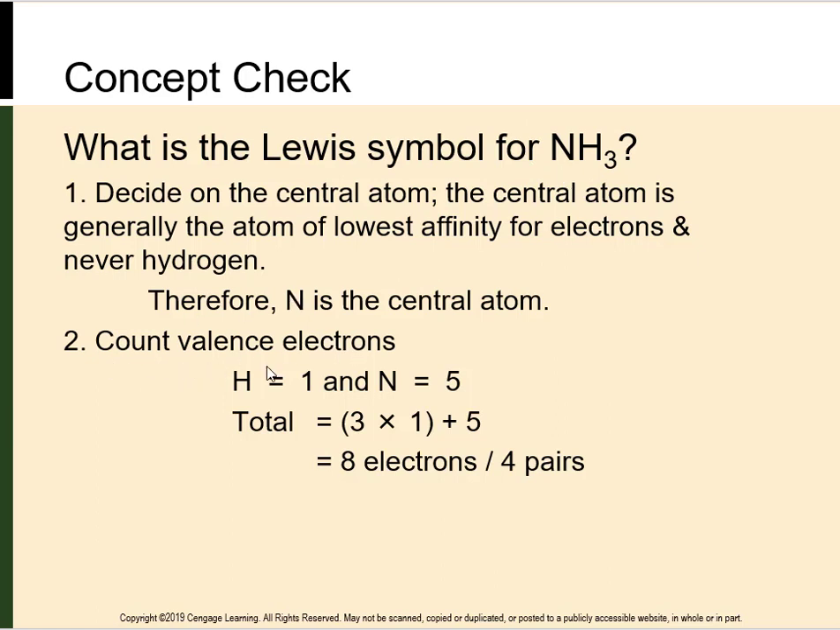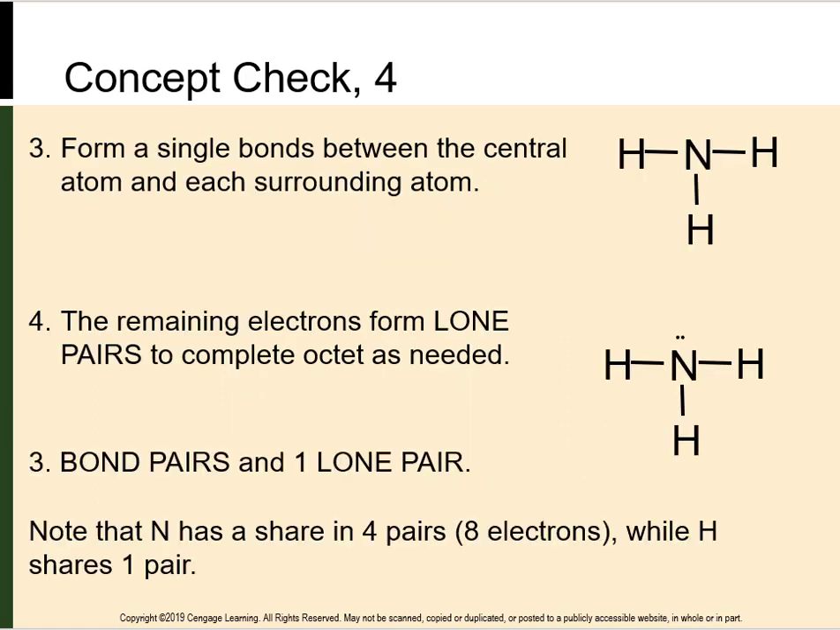Then we need to count the valence electrons. Hydrogen has one, and there's three of them, so one times three. Nitrogen has five. So there should be five plus three, eight electrons, which is equal to four pairs of electrons. So we're going to draw our N, our nitrogen, as our central atom here, and then we've got three H's surrounding it.